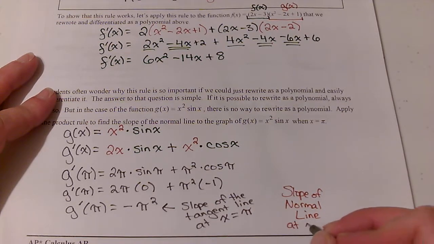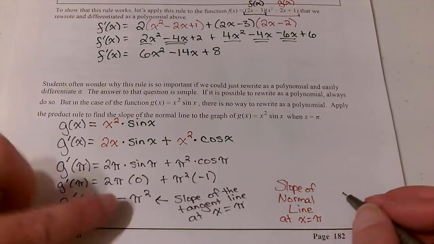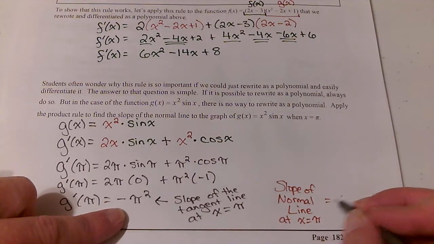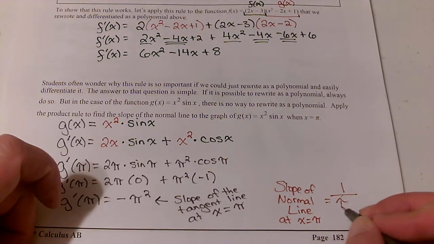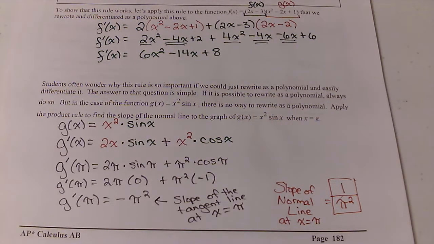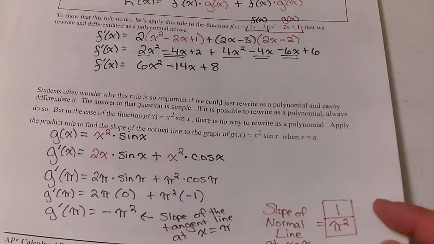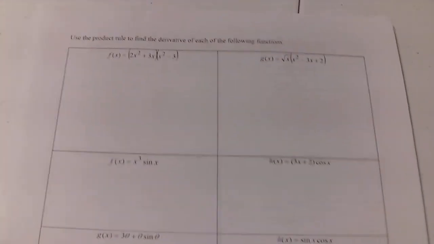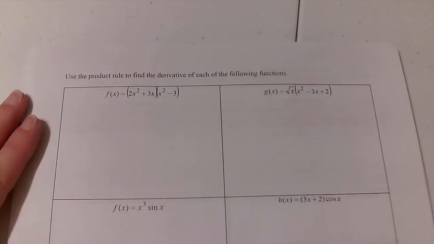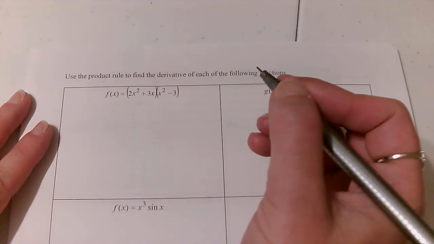At x equals pi. Well, it's just going to be the negative reciprocal. So this was negative, it's going to turn positive and flip it. So the next page, we have some practice problems on it. Just practicing finding the derivative.